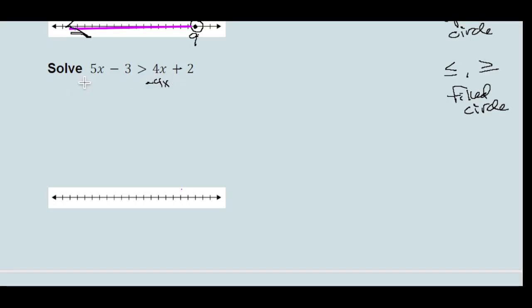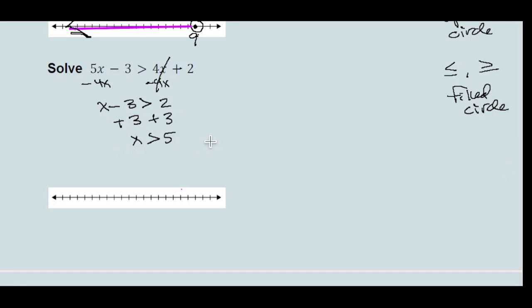All right. So you go negative 4x. That gets rid of it here, and this gives you 1x, which we just write as x. So x minus 3 is greater than 2. Now we will get x by itself by moving this 3 over, because we want numbers on one side, variables on the other. And you get x is greater than 5.